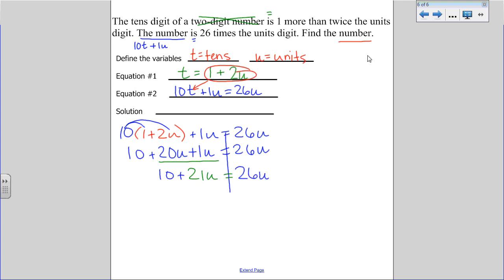I cannot just add these 2 together, guys. They're on opposite sides of the equation. What good algebra skills are we going to use, though? Minus 21u from each side. Yeah. I don't want to move the 26u. Why? That would empty out this side of the equation. I want to have something on each side of my equation. I want to keep that scale balanced, not empty it out. 10 equals 5u. Divide by 5.